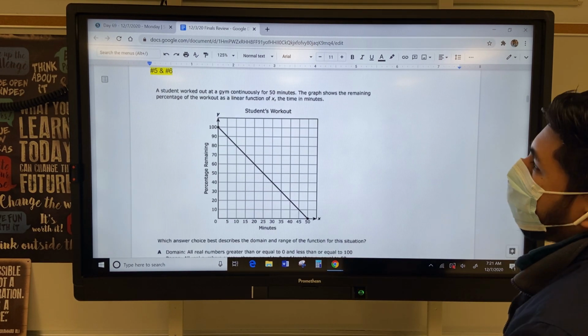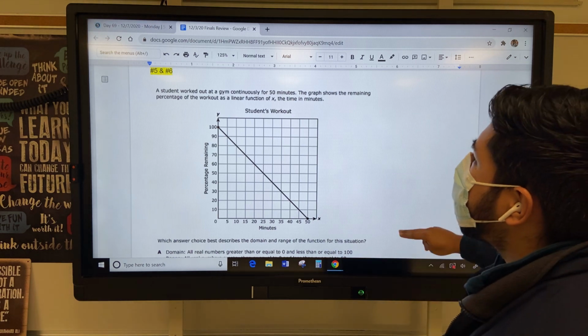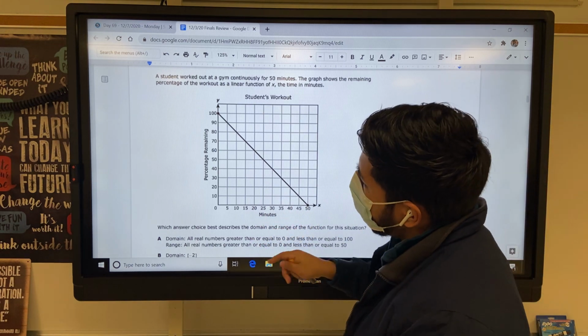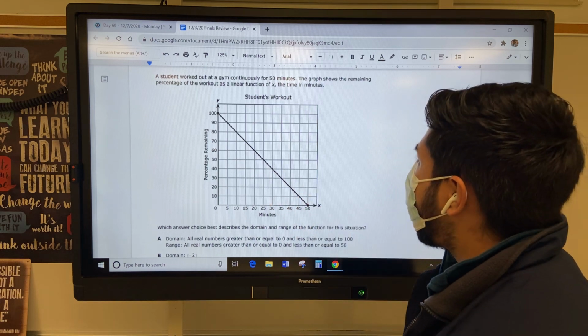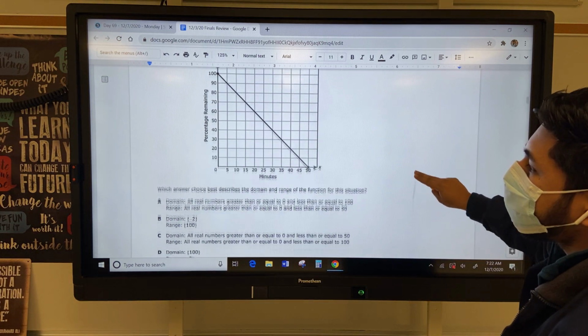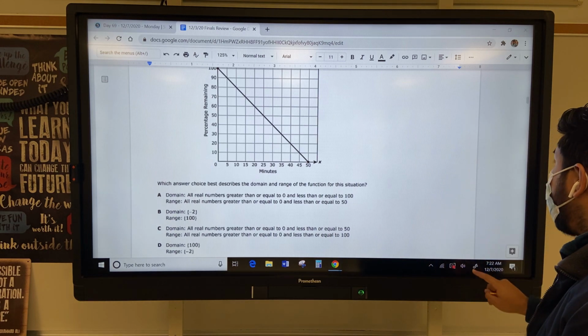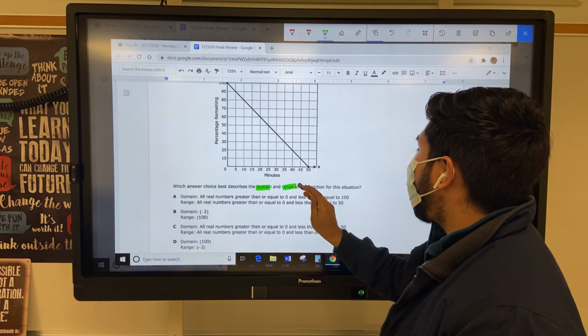All right, let's talk about number 5 and number 6. A student worked out at the gym continuously for 50 minutes. You can see right there, they worked out for 50 minutes. They start at 100%. Obviously, they get tired. What choice best represents the domain and the range? Beautiful stuff. Hopefully, you remember.